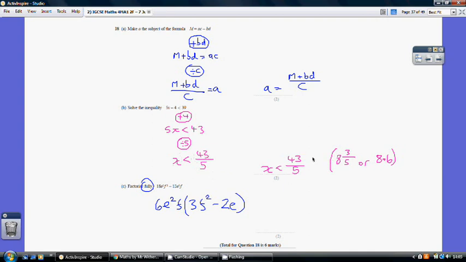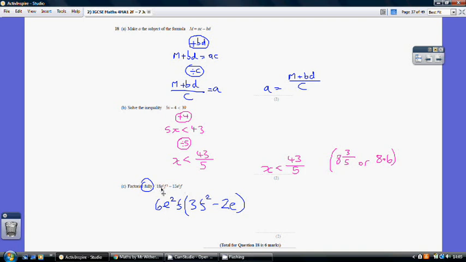Again, totally happy with you leaving it as this top-heavy fraction, but either of these two other options would have been fine. Now part C, we've got to factorise. That means putting the brackets in, and fully, remember that must mean we're going to be taking out more than just one single number or letter. So fully factorising this, what's the biggest number that goes into this first term and this second term? Well, that's going to be 6. 6 is the highest common factor of 12 and 18.